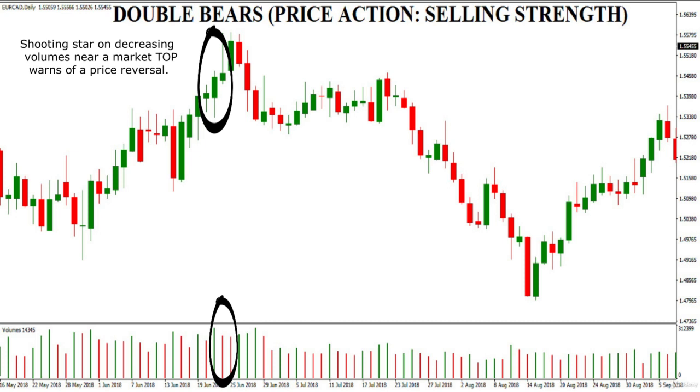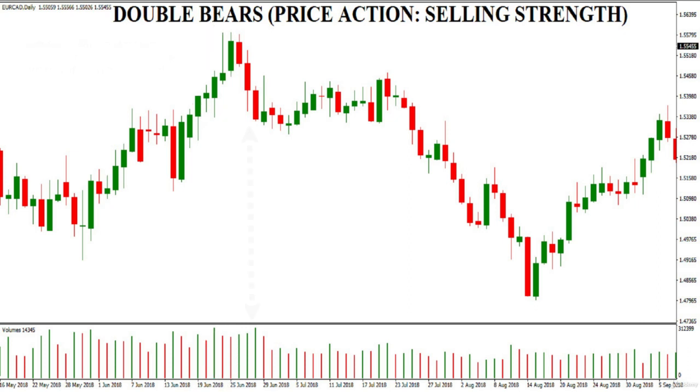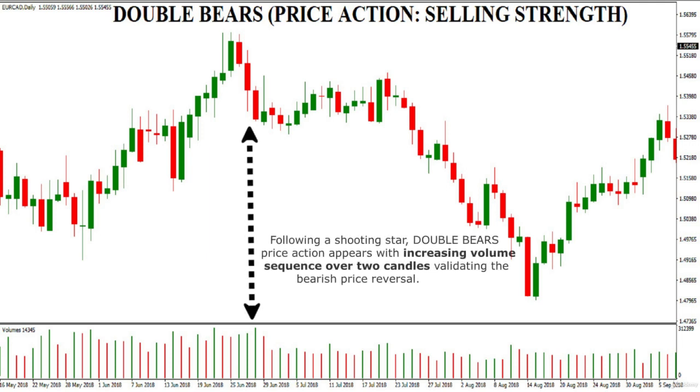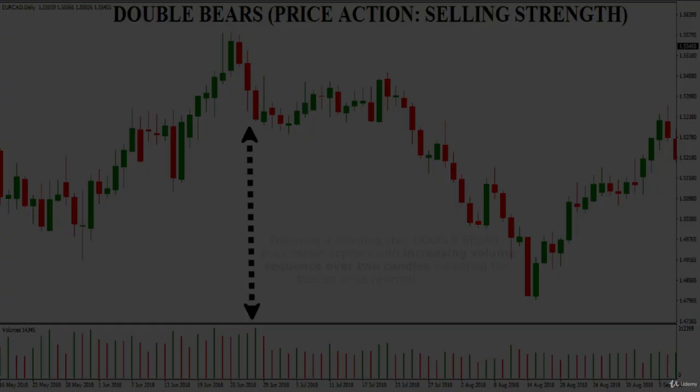However, we wait for further confirmation as the shooting star is accompanied by low volume bar. And the trend reversal confirmation arrives through the double bears formation, which is accompanied by increase in volumes. Hence, volumes validate the double bears price action on this chart.